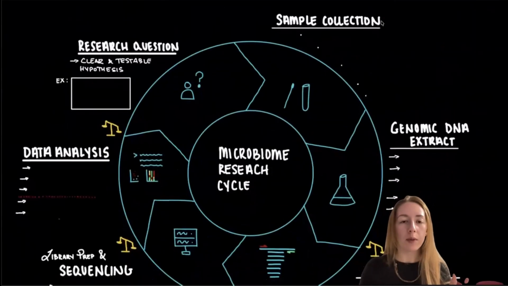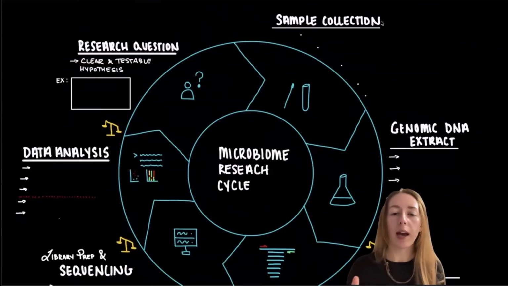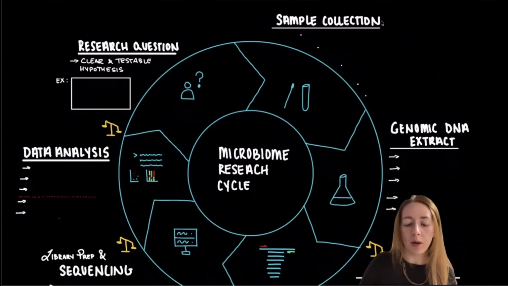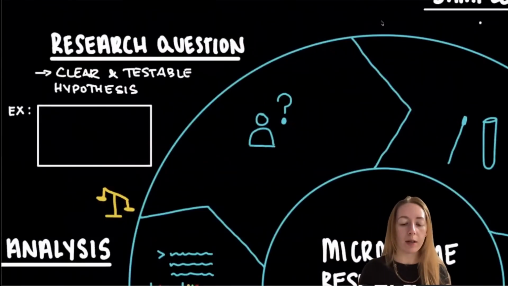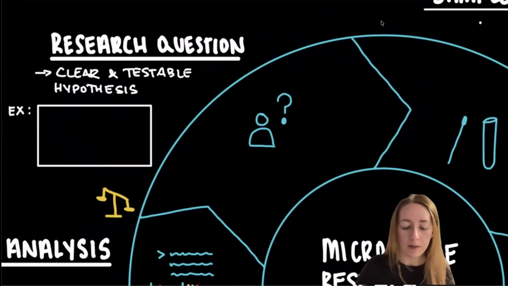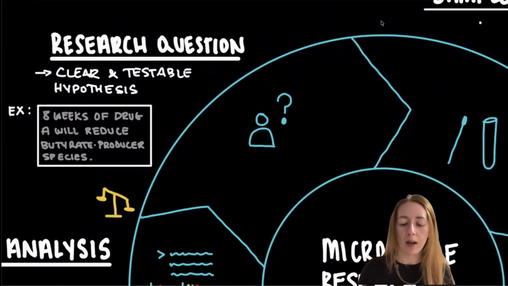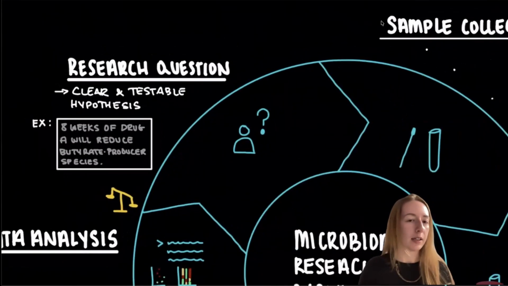I wanted to give a really brief recap on the research cycle in microbiome research. And so we start out always with having a research question, and we want to make sure this is a clear and testable hypothesis. Here's just one example of such a hypothesis. So an 8-week course of drug A will reduce butyrate producing bacteria. That's a clear and testable hypothesis.